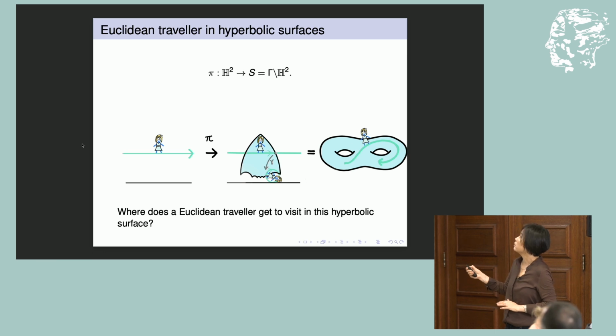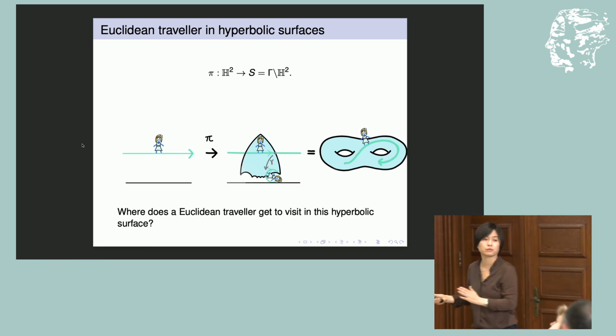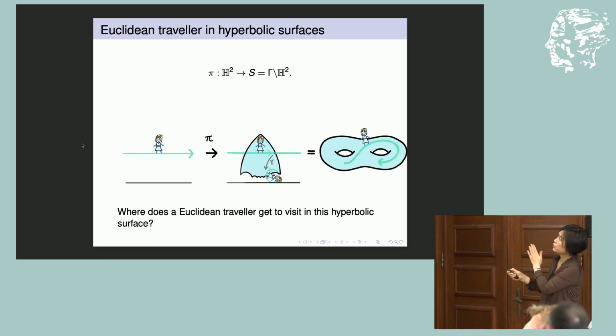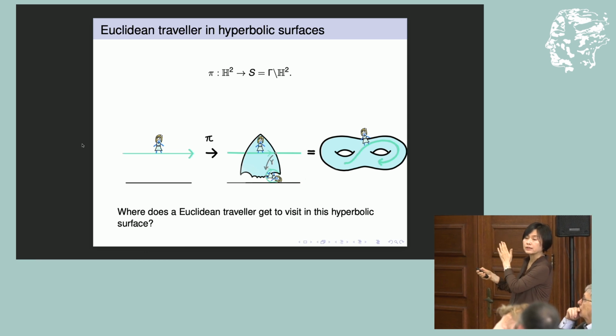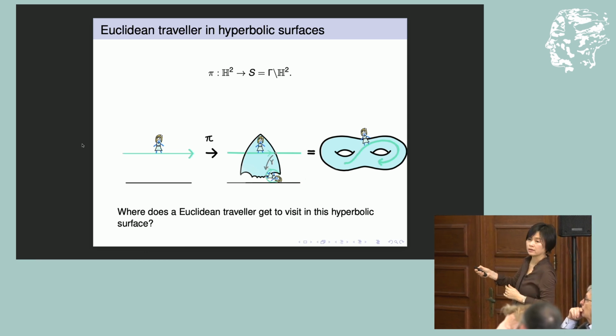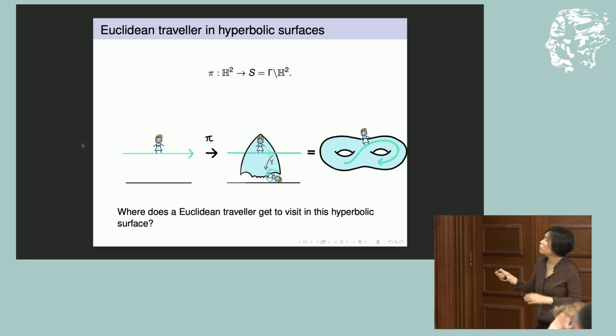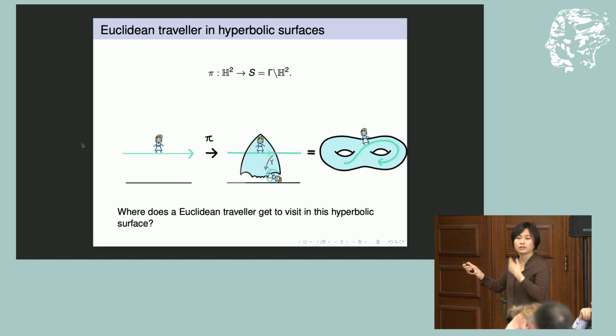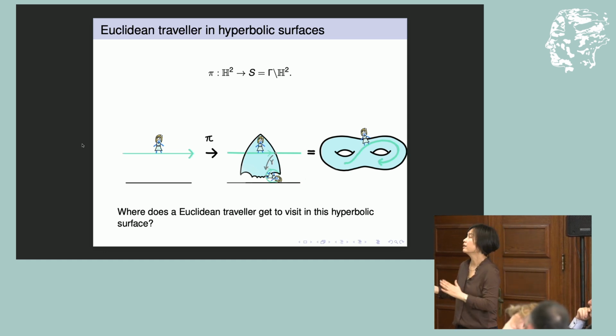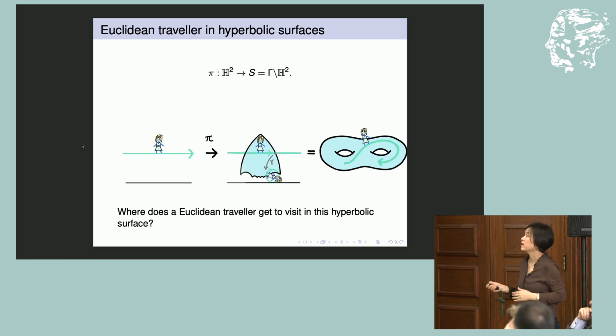And as before, by a Euclidean line in a closed hyperbolic surface, we simply mean the projection of a Euclidean line in H2 under the quotient map. So we have the canonical quotient map going from H2 to H2 mod gamma, which is my closed hyperbolic surface. Now she knows what a Euclidean line is, and she wants to travel along this Euclidean line. So the question is, where does this Euclidean traveler get to visit in this hyperbolic surface?